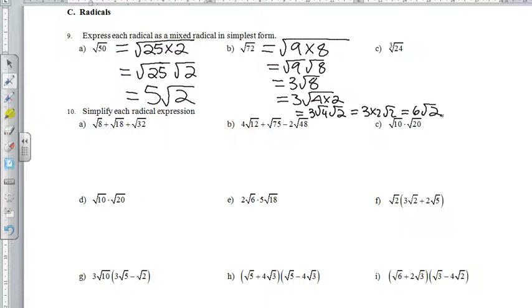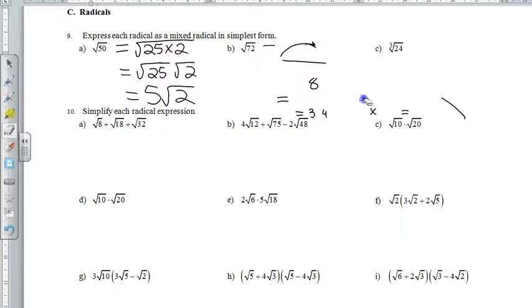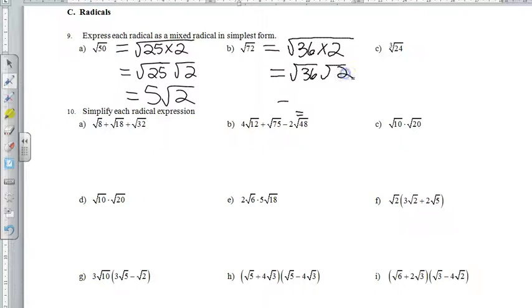If I'd been thinking about this a little bit harder, okay, don't write this down, because you don't want to do that. The largest perfect square that goes into 72 is 36. And so this becomes root 36 root 2, which is 6 root 2, right?